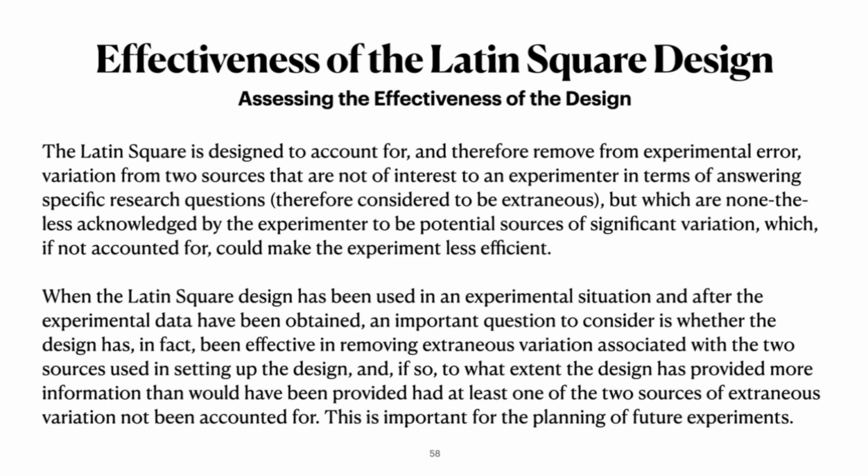When the Latin square design has been used in an experimental situation and after the experimental data have been obtained, an important question to consider is whether the design has, in fact, been effective in removing extraneous variation associated with the two sources used in setting up the design, and if so, to what extent the design has provided more information than would have been provided had at least one of the two sources of extraneous variation not been accounted for. This is important for the purpose of planning future experiments.